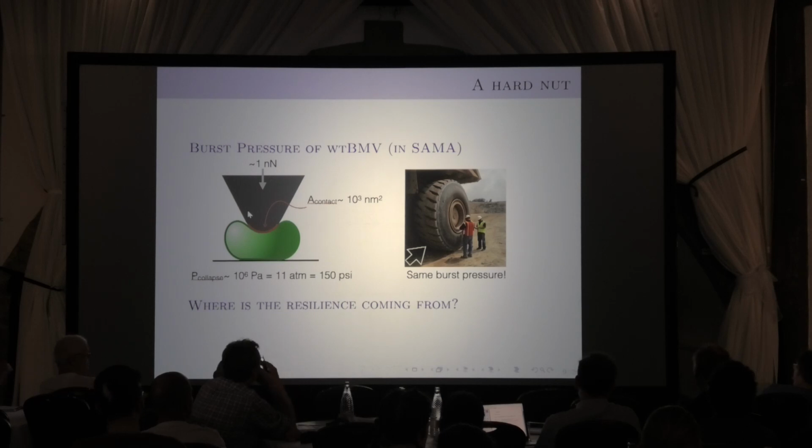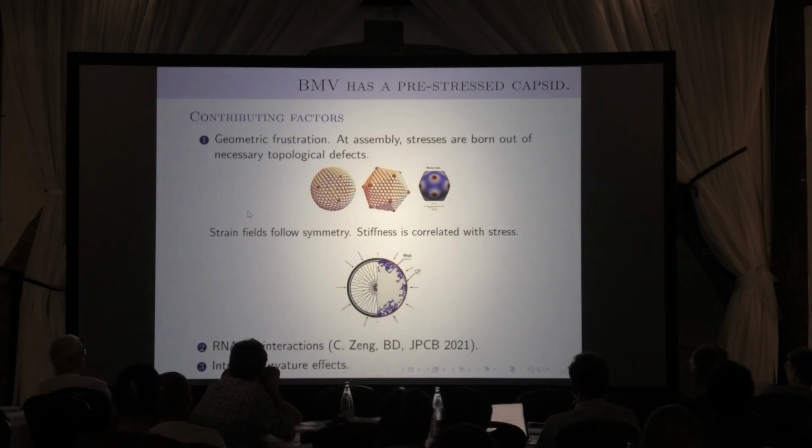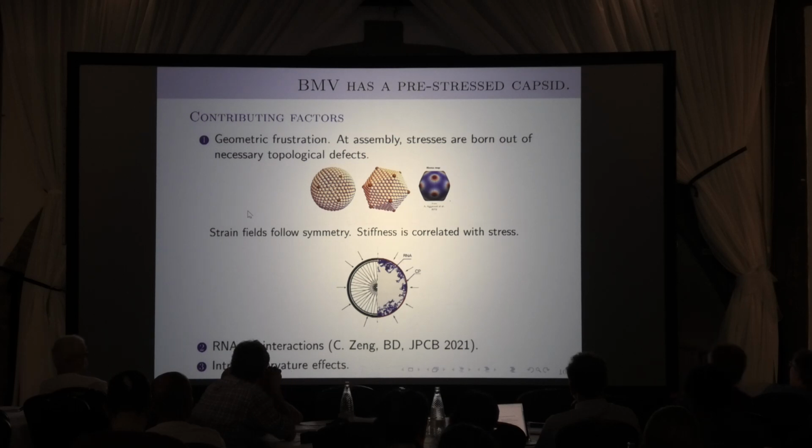So it's amazing how the virus achieves this kind of resilience to mechanical pressure. So how does it do it? Well, there are contributing factors. First of all, there is geometric frustration. At assembly, stresses are born out of necessary topological effects.